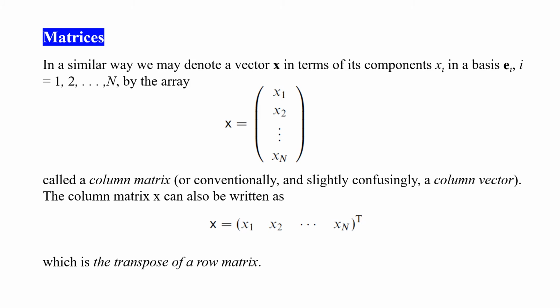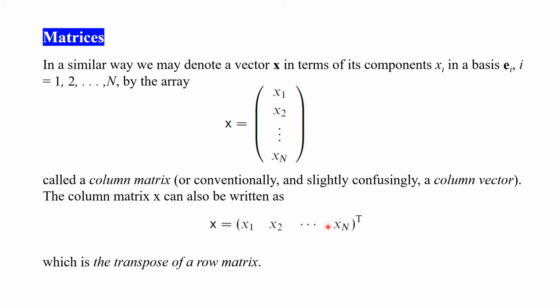In a similar way, we may denote a vector x in terms of its components xi in a basis ei, where i is equal to 1, 2 up to n, by the array x that's equal to this array here. This is called a column matrix because you just have one column, or conventionally and slightly confusingly, a column vector. Here, this is your vector x, and these are the components of your vector x. So you have x1, x2, xn. The column matrix can also be written as x equals x1, x2, dot, dot, dot, xn.